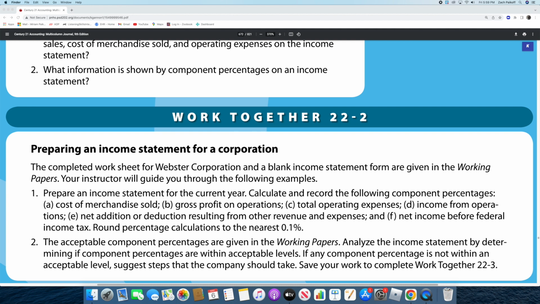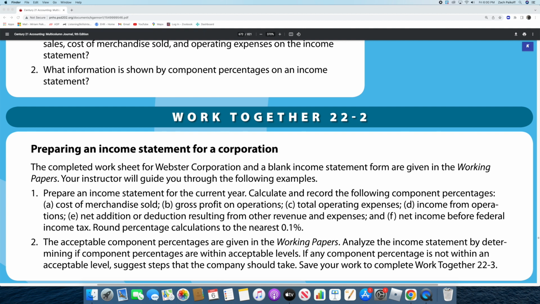But anyway, today I will be going over the 22-2 work together, where we will be preparing and analyzing an income statement for a corporation. So the instructions say the completed worksheet for Webster Corporation and a blank income statement form are given in the working papers. Your instructor will guide you through the following examples.